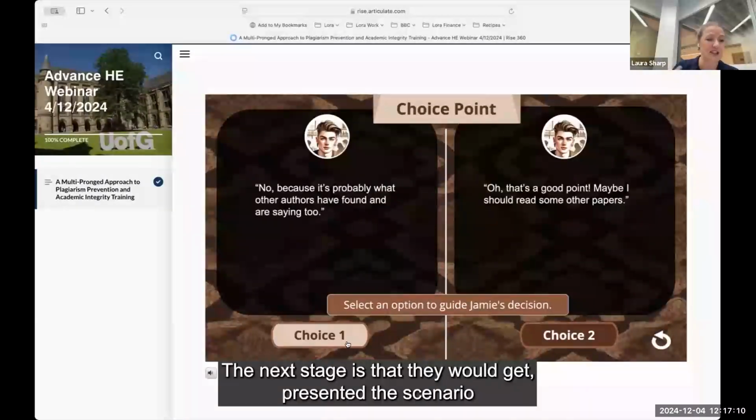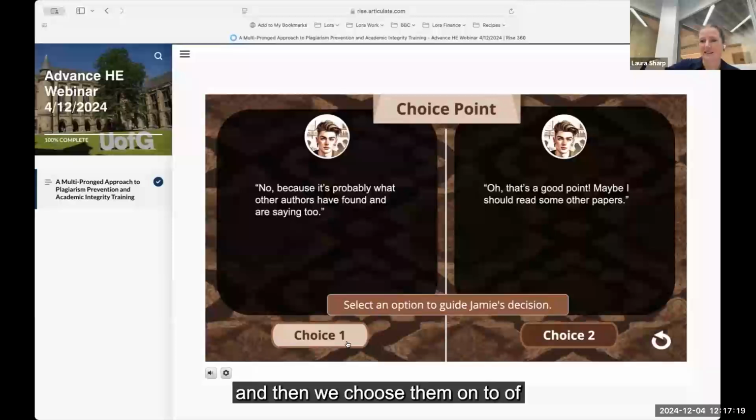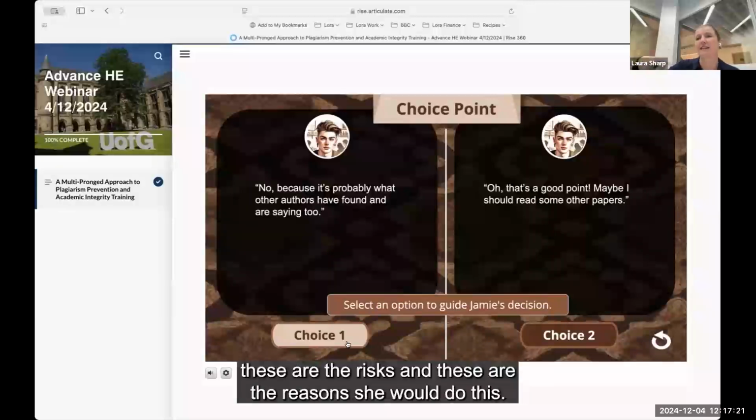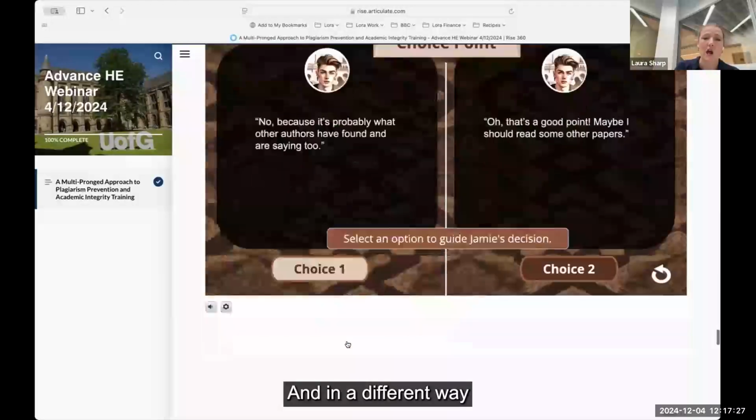The next stage is that they would get presented with a scenario or a choice of outcome that supports the student learning, and then leads them on to sort of, these are the risks and these are the reasons you would do this. So it's kind of reinforcing the student experience in a different way.